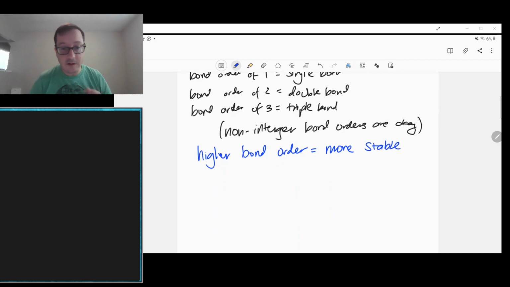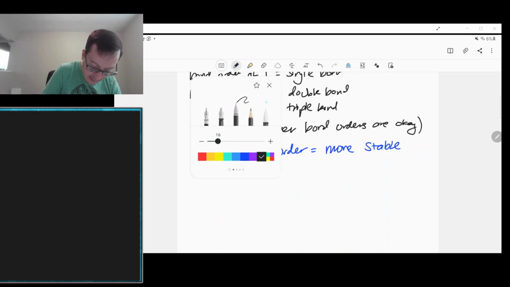Suffice it to say, when you're comparing things, a higher bond order is something that's more stable when you're comparing similar things. So no apples and oranges here. We're talking like Golden Delicious and Granny Smith. Those we can compare, right? Different types of those. And by that, I mean, let's take a look at something like this.